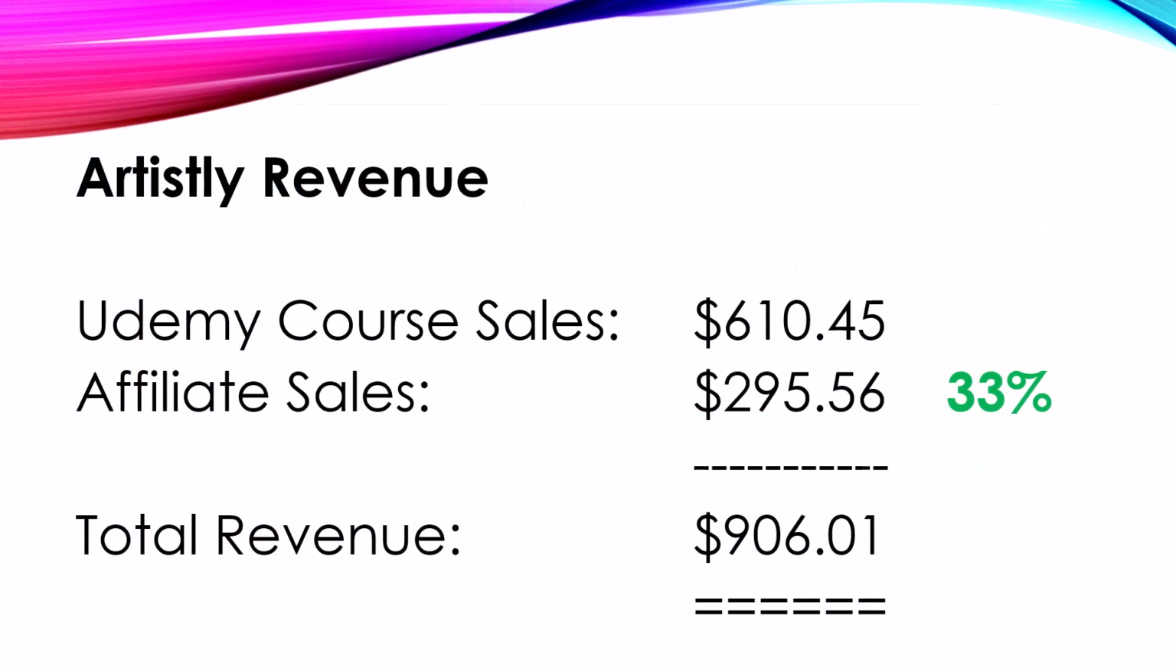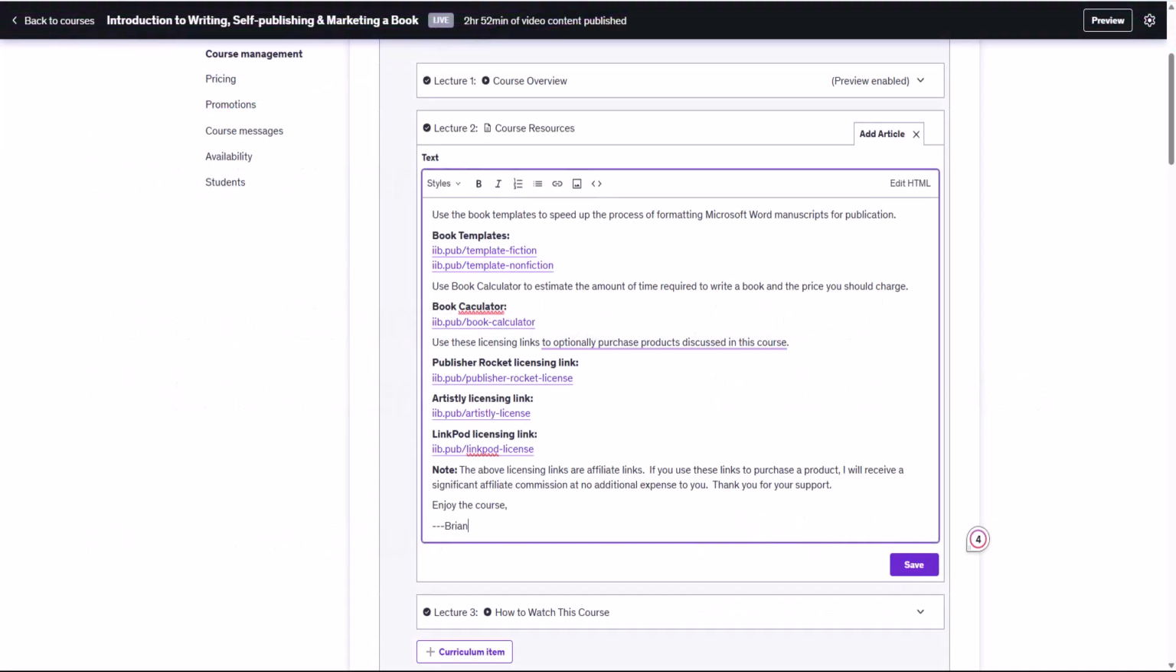Now, if we look at the total, we can see that my affiliate sales are 33% of my revenue from that Udemy course. How would you like to get a 33% increase in your Udemy sales? Well, you can do it by inserting affiliate links into your course resources lecture in your course.